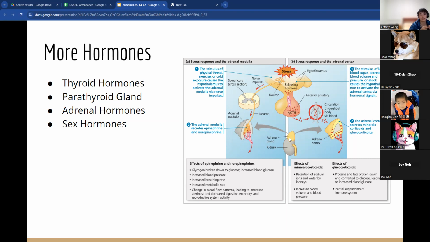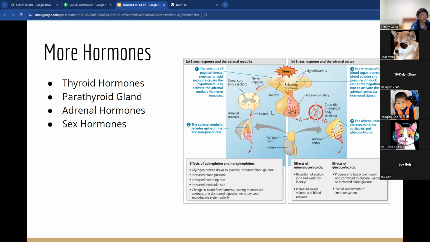What are mineralocorticoids? These are steroid hormones, the aldosterones, right? We talked about them before. They make you take up water and salts from your bloodstream, so there's retention of water and sodium ions, increased blood volume and blood pressure. And glucocorticoids increase blood glucose: you break down proteins and fats, and you suppress your immune system.